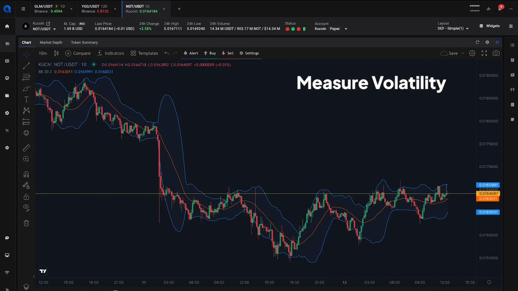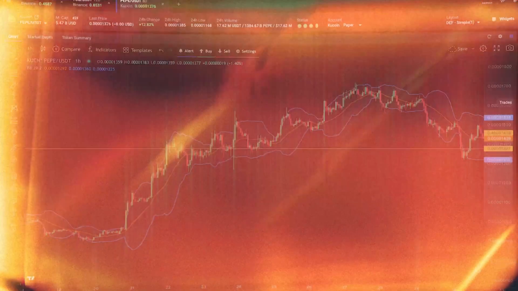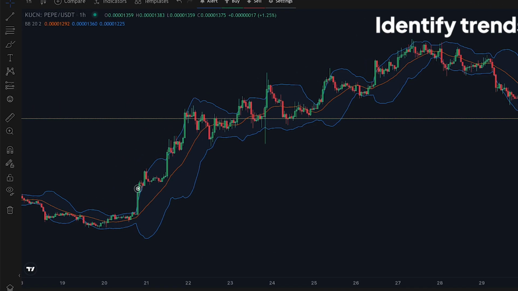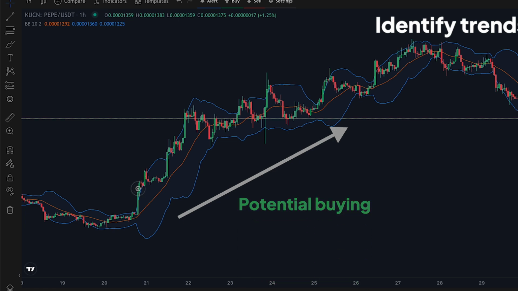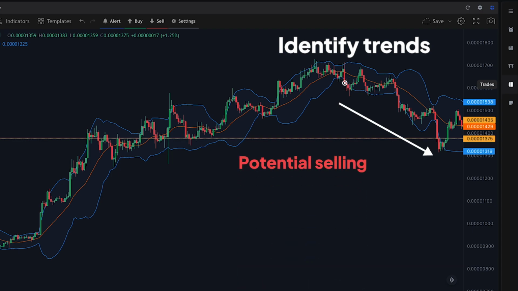Measure volatility. When a crypto asset's price becomes more volatile, the distance between the bands widens, signaling potential trading opportunities. Identify trends. If the price is above the middle line and near the upper band, it suggests an uptrend and potential buying opportunities. But if the price is below the middle line and near the lower band, this indicates a downtrend and potential selling opportunities.